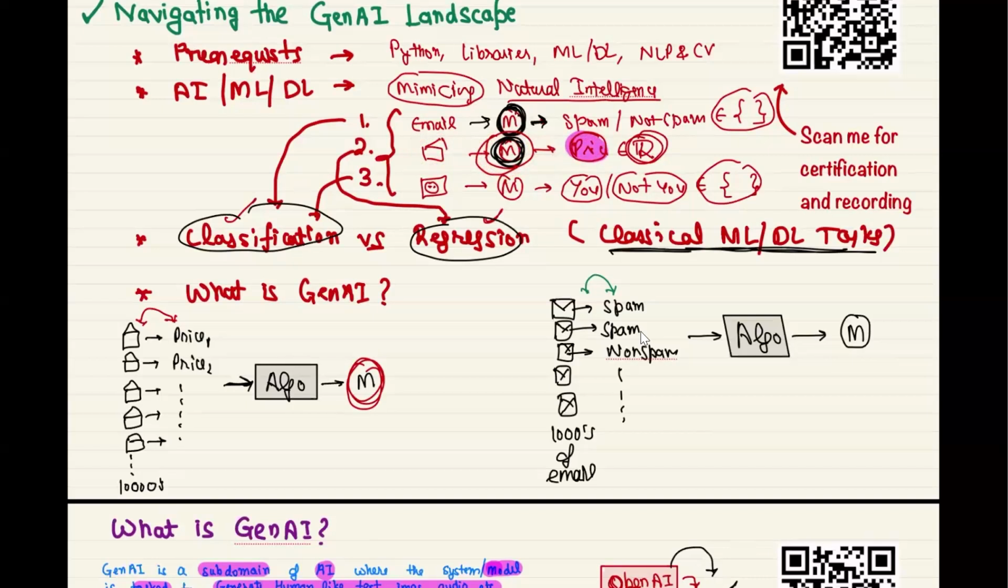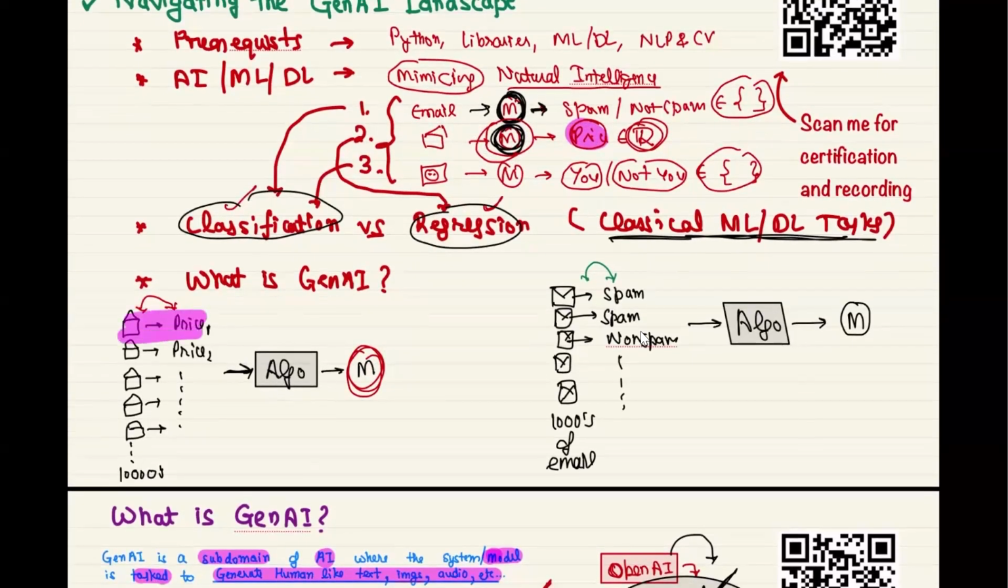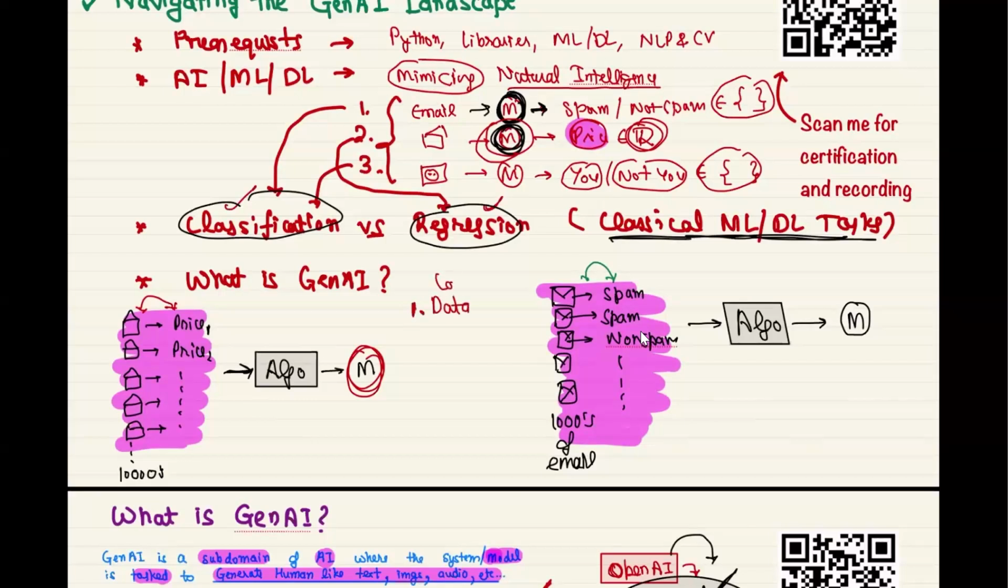But the idea is how to create this model. Can you please tell me what are the two main components that help us build these models? What do you think is required to build these models? Do you see that we need something called, what is this purple shaded region? This is data, right? You need the data. First thing is, we definitely need lots and lots of data.